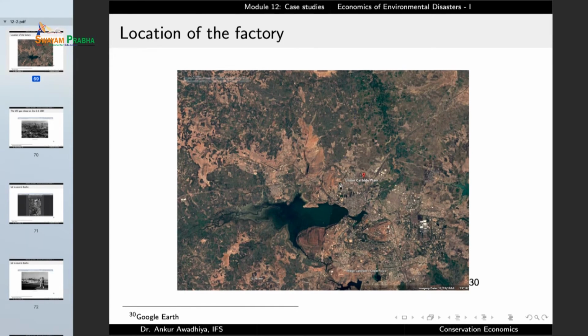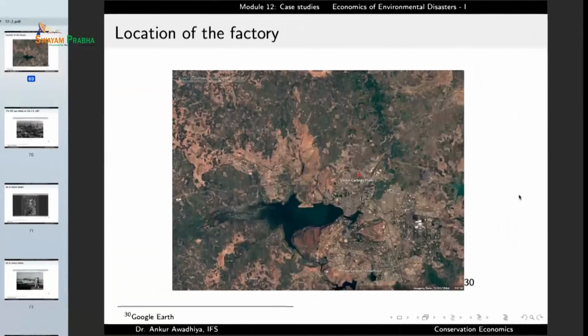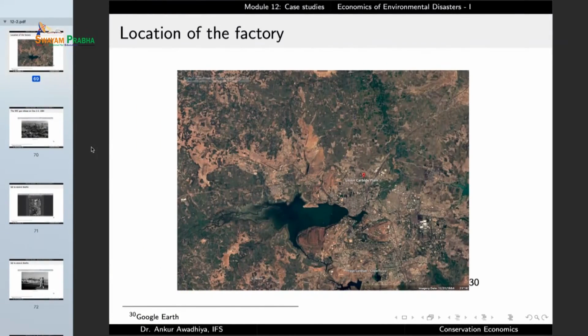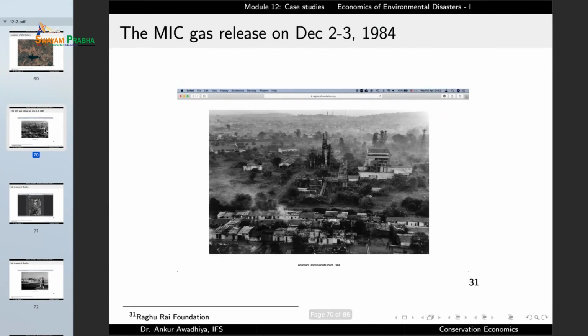Now, it is said that when the plant was set up, the human population nearby was not that large. But then, when the plant was set up and it provided employment opportunities, a number of slums were set up near the plant. So, as we saw, the risk management changes with time. And on the night of December 2 and 3, 1984, the methyl isocyanate gas was released from this plant.